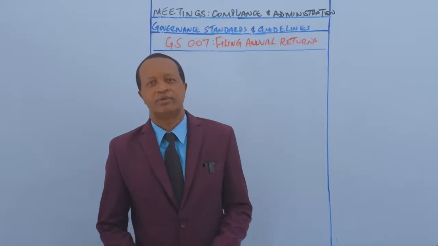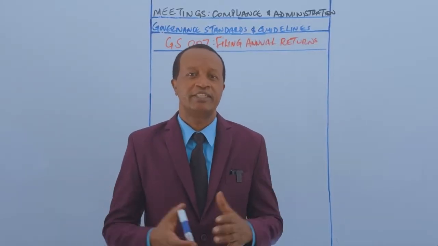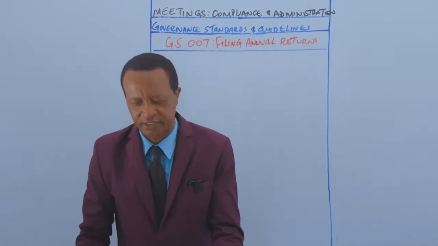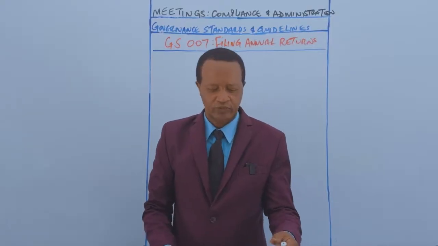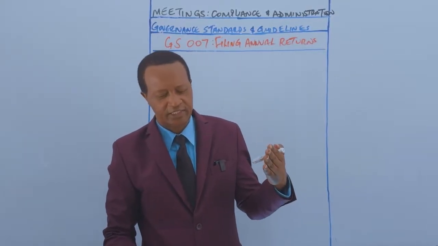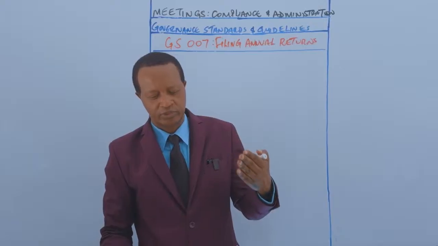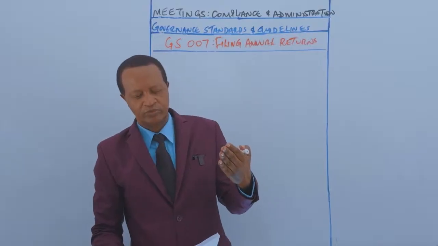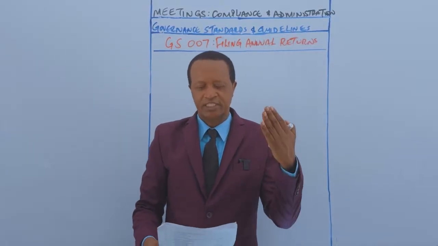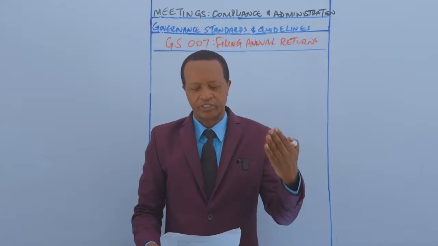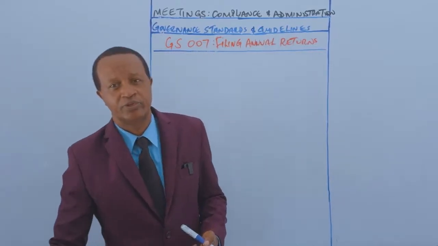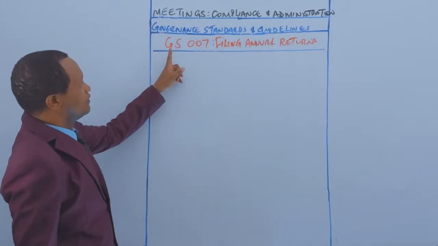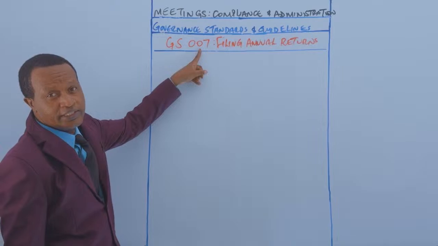Greetings, candidates, and welcome back to the lesson. The subject is meetings, compliance, and administration. We are continuing with the topic on governance, standards, and guidelines. So far, we've covered guideline standard number 001, 002, 003, 004, 005, 006. Today, we move to governance standard number 7, GS 007. This is filing annual returns. Filing annual returns is our today's focus.